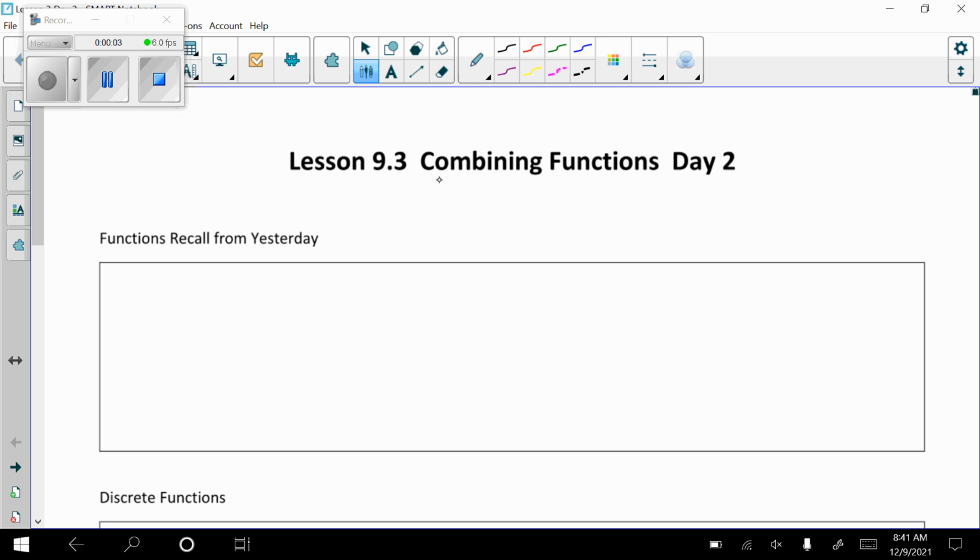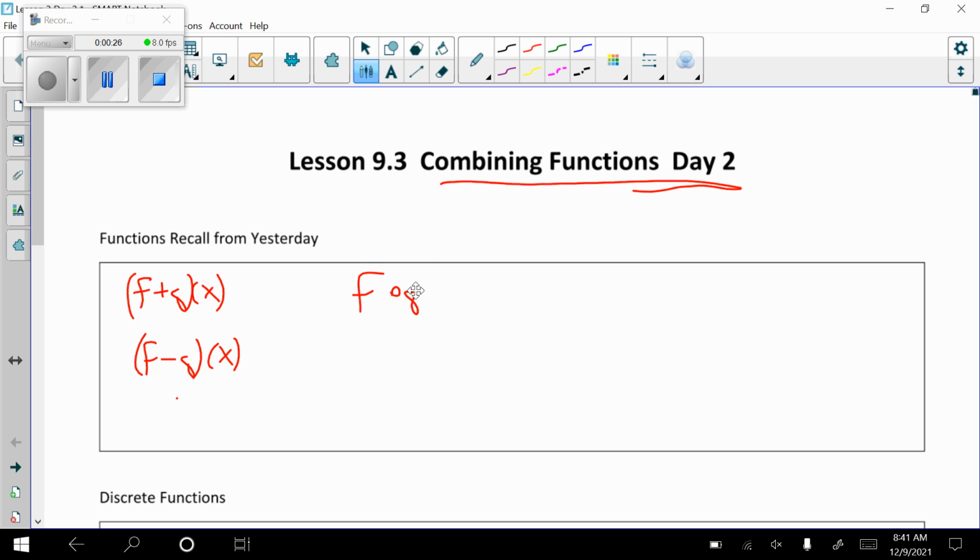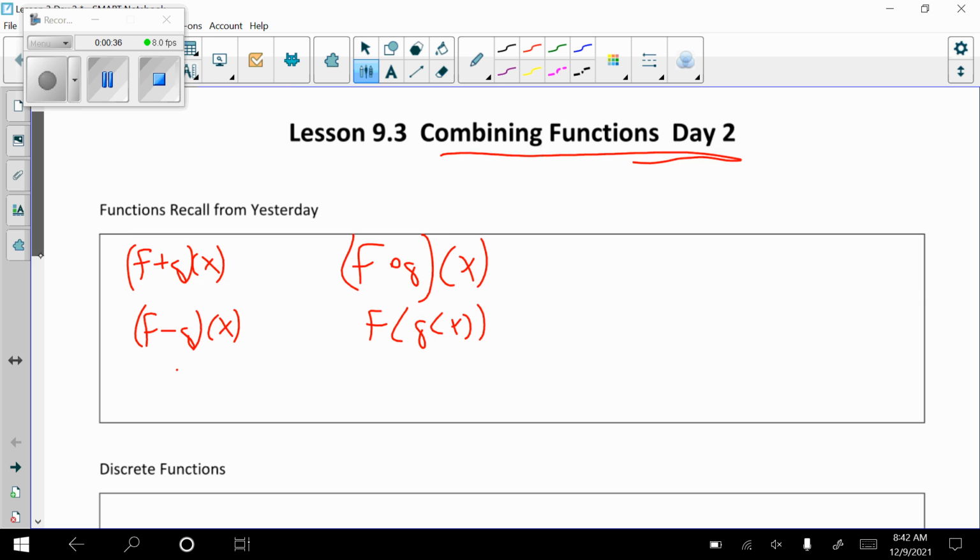Hey guys, welcome to day 2 of combining functions. Let's go over what we talked about yesterday. We talked about how you can add functions together, subtract functions, multiply them, and divide them. Don't forget the composition of functions where we do f of g of x.